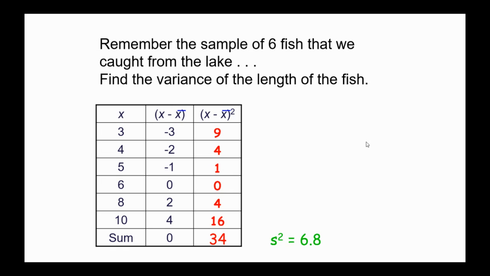Now, our units for variance are squared. So if you wanted to make note of that, our variance technically is 6.8 inches squared. Now, does that make much sense? Square inches on a fish. For the length? Does that make sense? No, it doesn't make much sense. Inches squared for length of a fish. It's like, what, inches squared is area, not length.